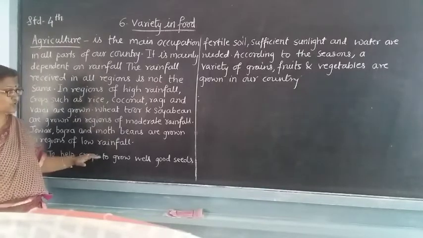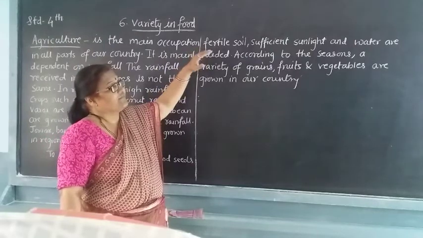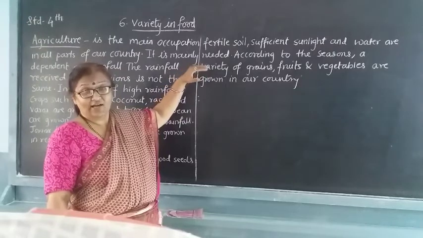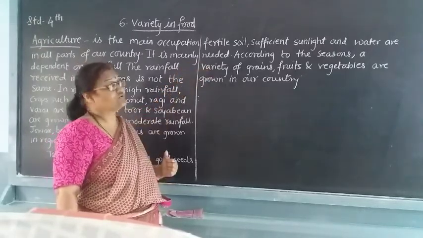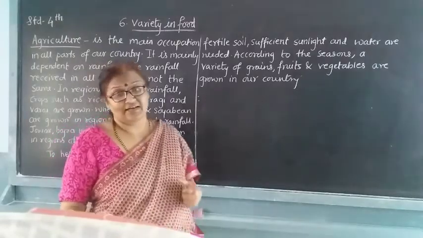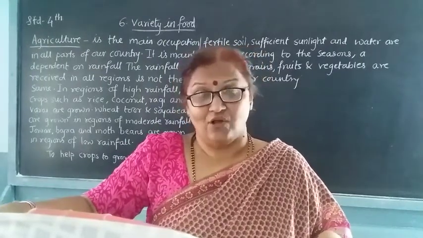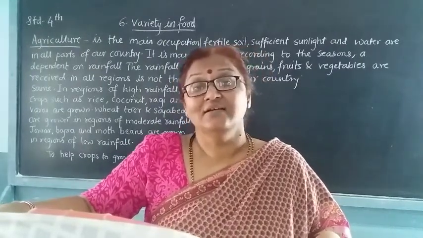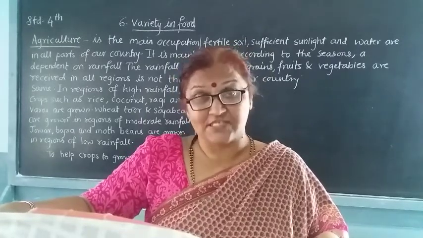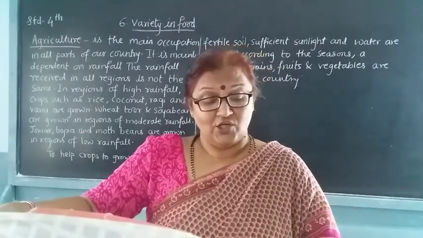To help crops grow well, we need good seeds, fertile soil, sufficient sunlight and water. These all are needed. According to the season, a variety of grains, fruits and vegetables are grown in our country. But that all depends upon the rainfall. Whatever rainfall is needed for any crop, the same crops, grains or vegetables are grown in a particular area.